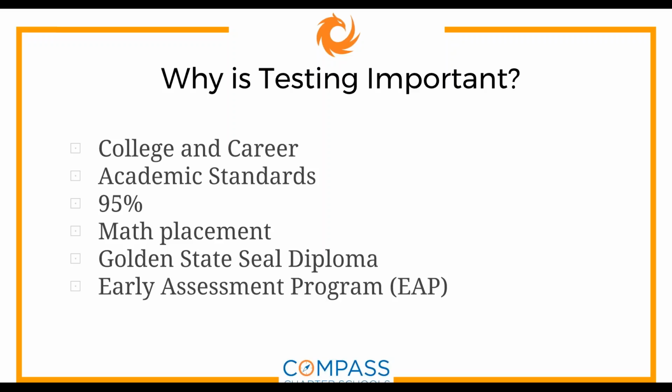Counselors use scores to determine high school math placement. Achieving standard met on the English or math tests can qualify you for the Golden State Seal Diploma, an award to recognize scholars for demonstrating their mastery of the high school curriculum. And sharing 11th grade scores with the Early Assessment Program lets scholars know if they are ready for college-level work in English and math. This gives scholars the opportunity to improve skills during their senior year.